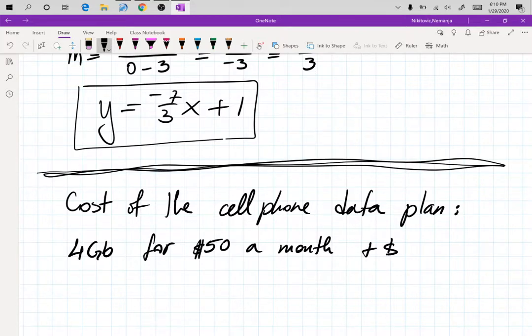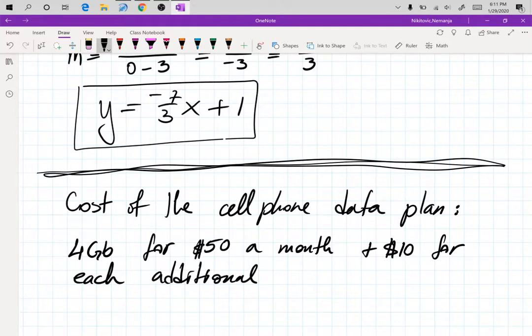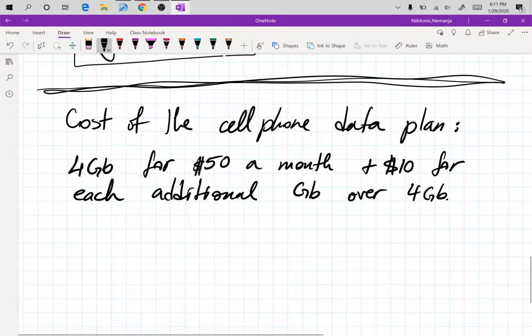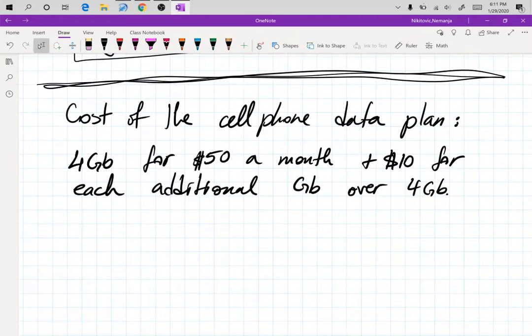Plus $10 for each additional gigabyte over 4 gigabytes. That's your plan. You understand what this means without any math.